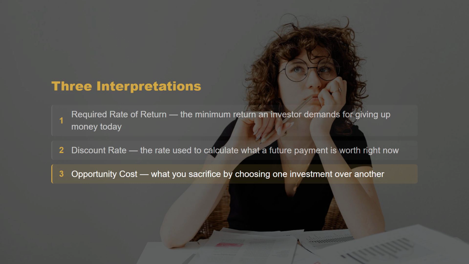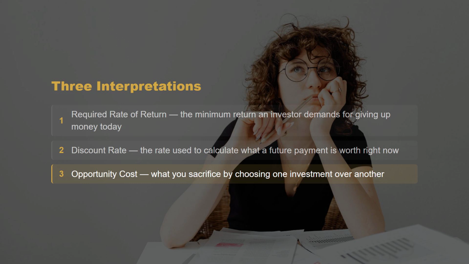Interpretation 2. A discount rate. This is the rate we use to calculate what a future payment is worth right now. If someone owes me $105 1 year from now and the discount rate is 5%, that promise is worth exactly $100 today. Same number, different perspective.